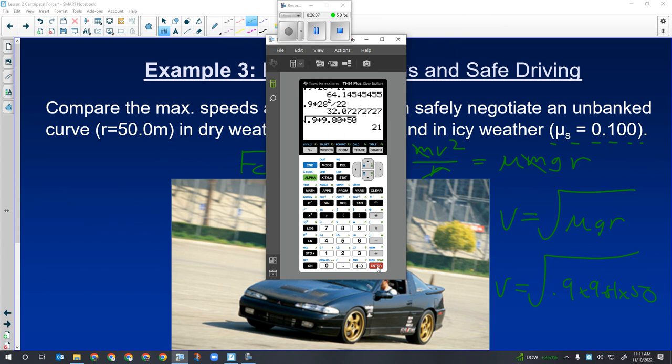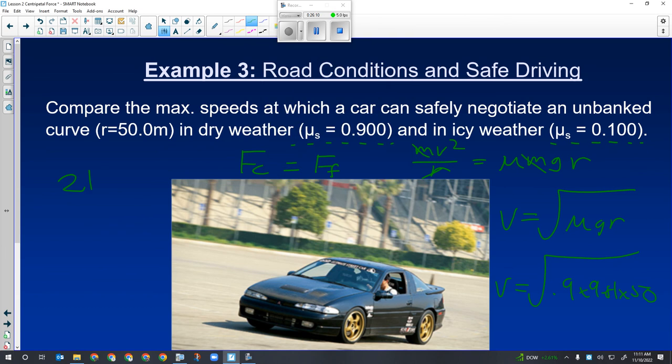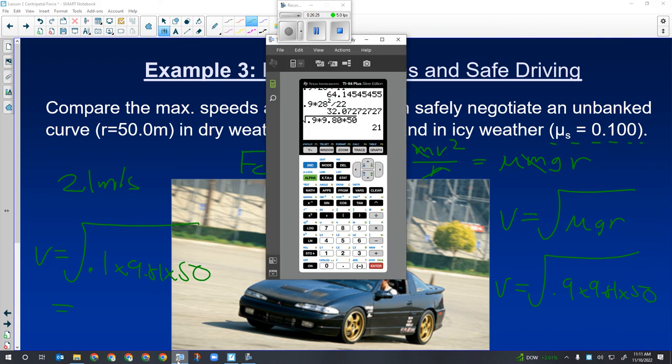Under ideal conditions, we can negotiate that corner at 21 meters per second. Under less than ideal conditions, where I have 1/9 as much friction, it's a third of 21, which is 7. It's close enough with 9.80. 21 and 7. Everyone all right with that?